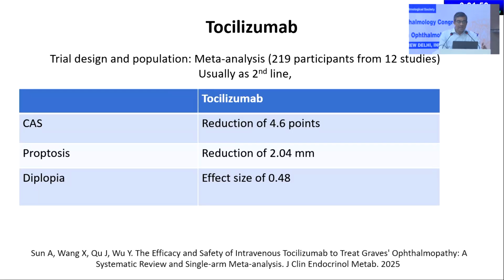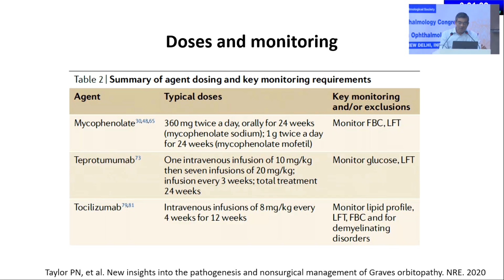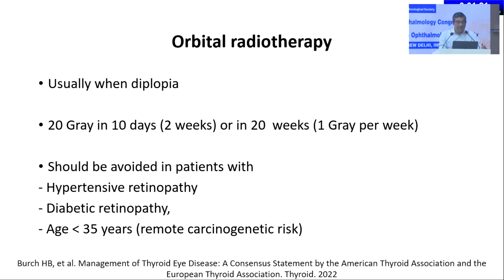Tocilizumab, again, has a significant impact on clinical activity score, proptosis, and diplopia, but it is mainly used as a second line. As a first line agent, we don't have any data on tocilizumab from RCTs. Doses and monitoring: whenever you are using mycophenolate, teprotumumab or tocilizumab, one has to monitor the fasting blood glucose profile, LFT, lipid profile, and have a look at the conditions which can get worsened by these second line drugs.